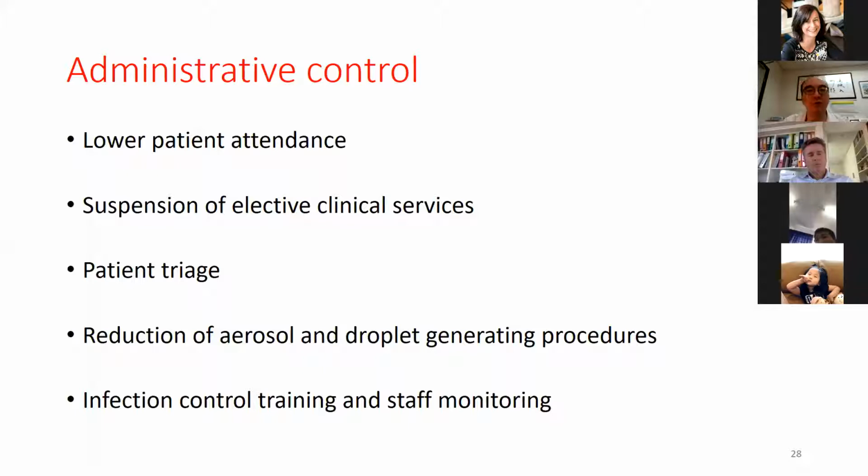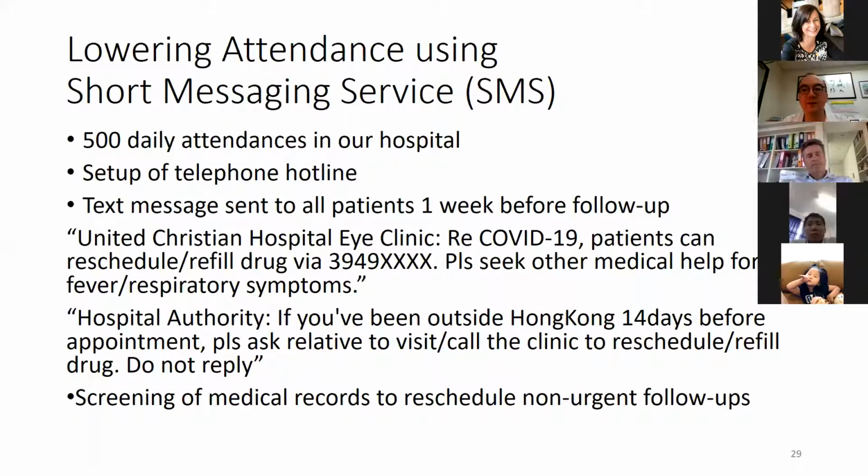Administrative control is the most important as it involves the largest number of people. It aims to reduce the risk of exposure of uninfected people to infected cases, and I will go through each of these. First is reducing the attendances. We have a total attendance of around 500 cases a day in our 2 hospitals in Hong Kong. To lower attendances, we have been sending out text messages to patients' mobile phones 1 week before their appointments. In the message, we specifically ask about flu, fever symptoms, and recent travel. And also we offer free drug refill.